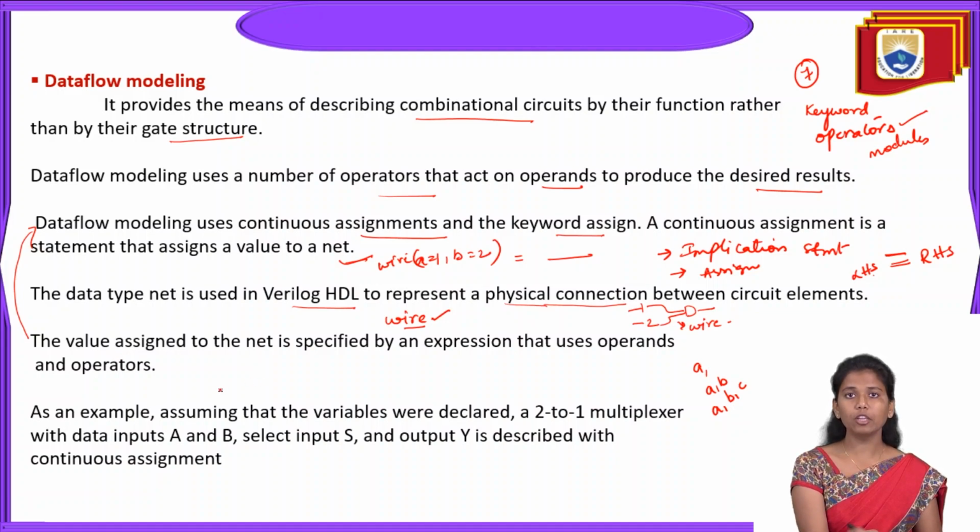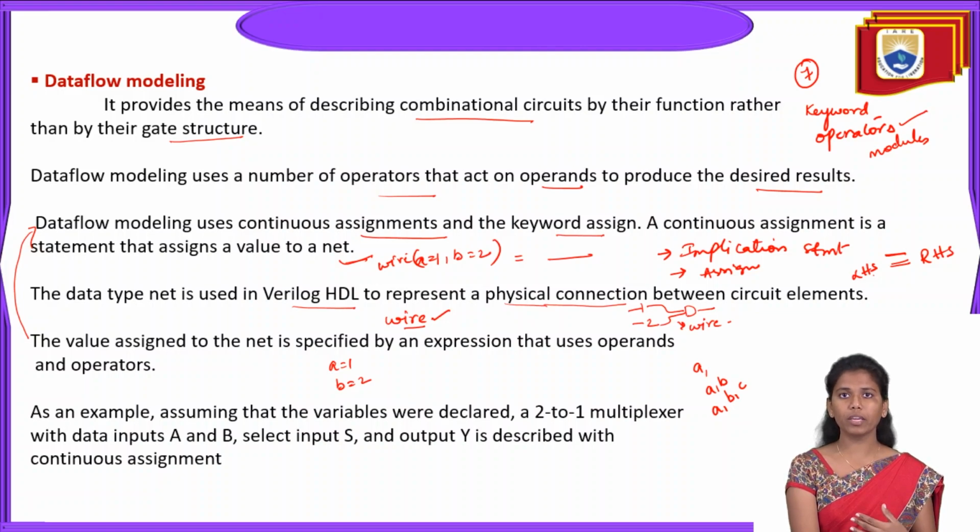So here is the value which is assigned to a particular net. As I said, A is equal to 1 and B is equal to 2. These are the values which I am giving to this particular data type net. So what am I doing here? I am just assigning some values as specifications, A is equal to 1 and B is 2, right? By an expression that uses operands and operators.